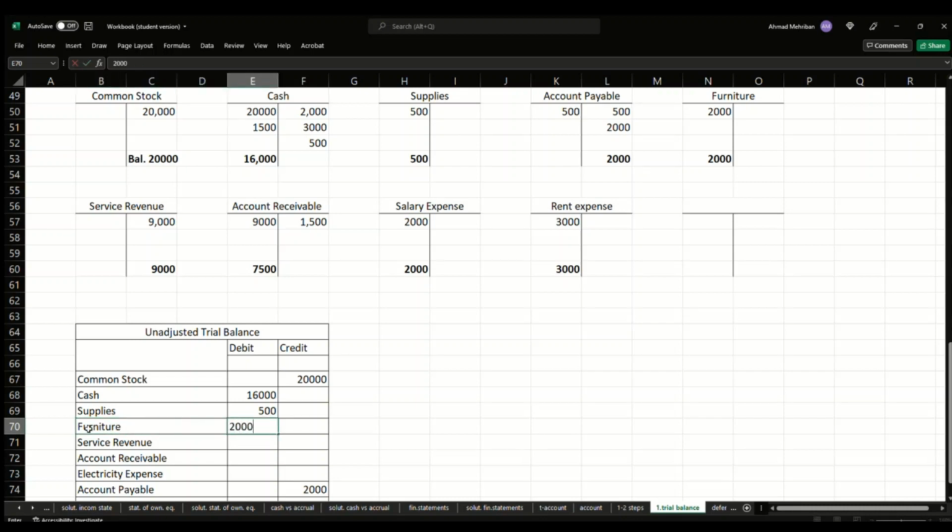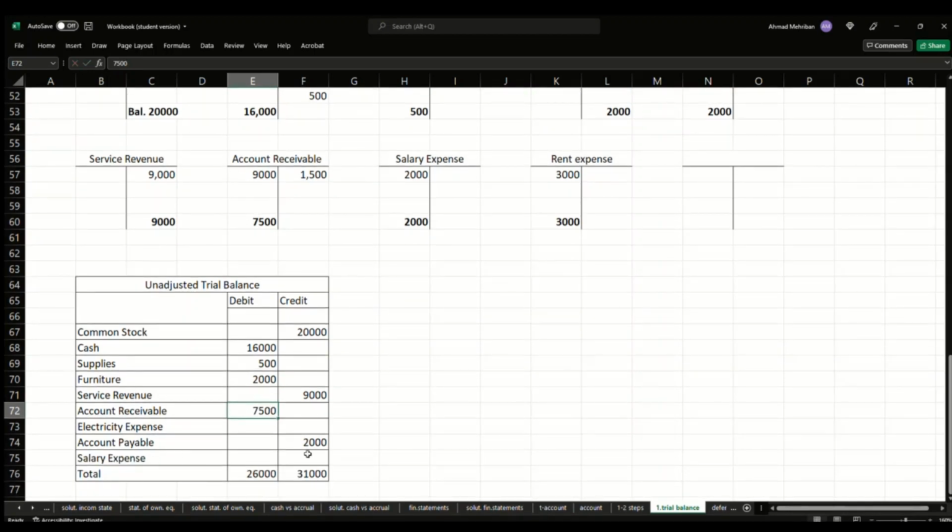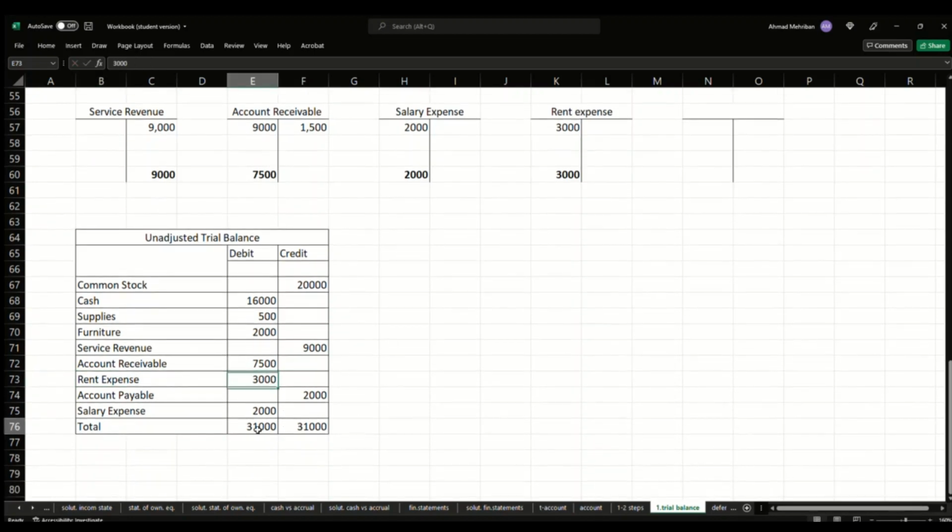Furniture is 2,000. Services revenue is 9,000 on the credit side. Accounts receivable 7,500. Salary expense 2,000. And rent expense, which we don't have, well, I can change this one to rent expense, because we don't have any electricity mentioned, so 3,000. As you can see, the total amount stays the same, no changes. So we have made correct entries. We have balanced out our debit and credit, and this is it. This is our unadjusted trial balance.